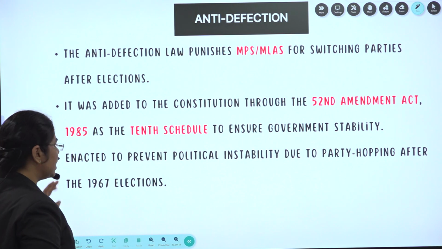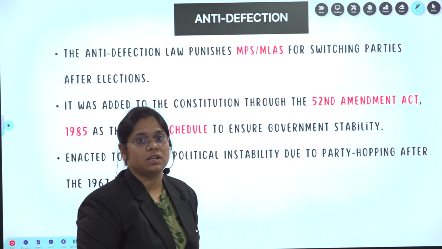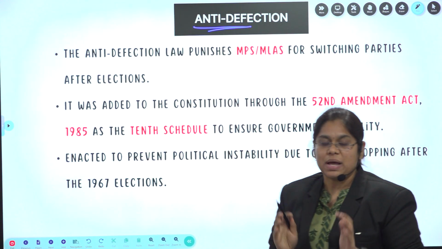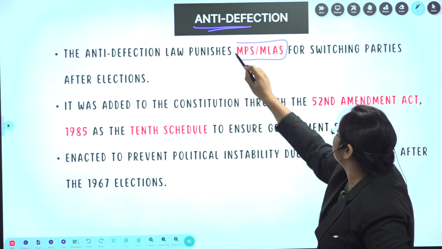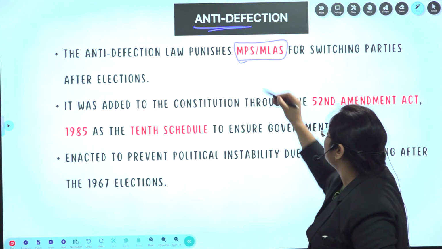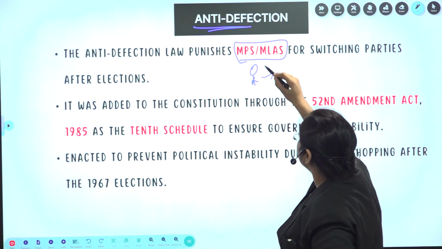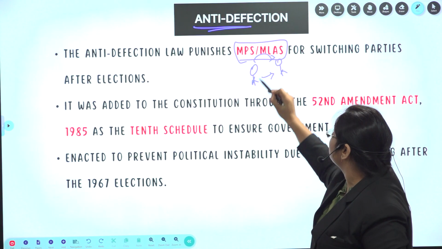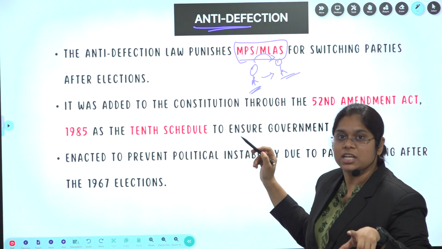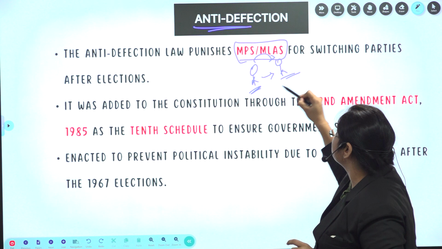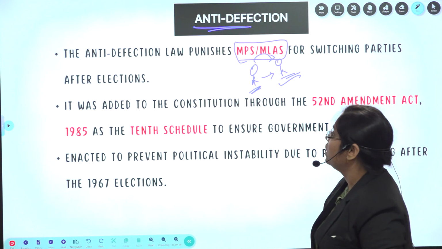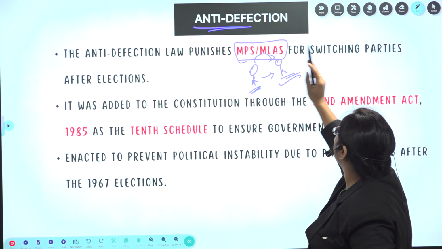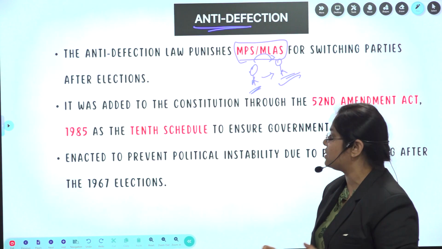Now, let's talk more about the anti-defection. First, what is this anti-defection law? Basically, this law punishes any MPs or MLAs for switching parties. Like, they will win in one party, and if the government is of another party, then they switch from their winning party to the ruling party. That is defection. So for this, there is an anti-defection law which punishes the MPs or MLAs for switching parties after the elections.